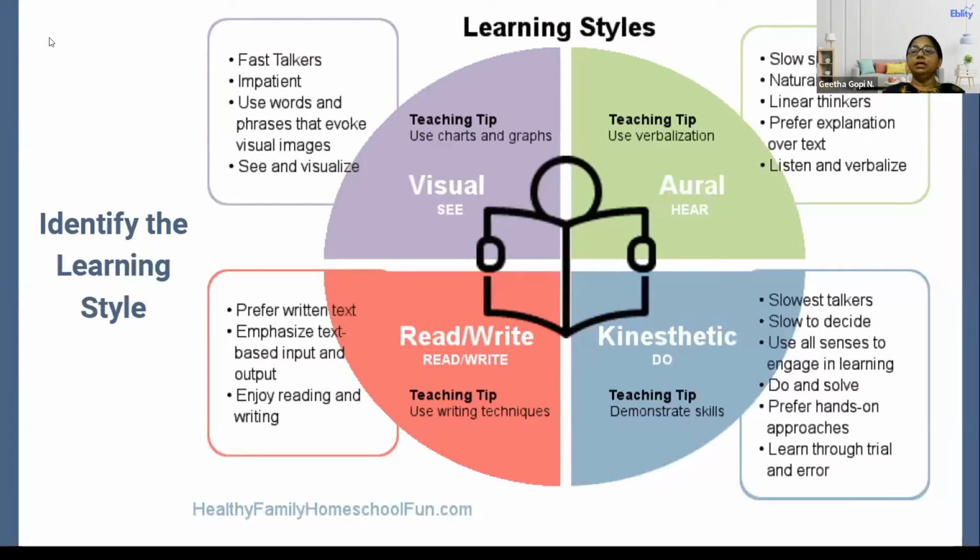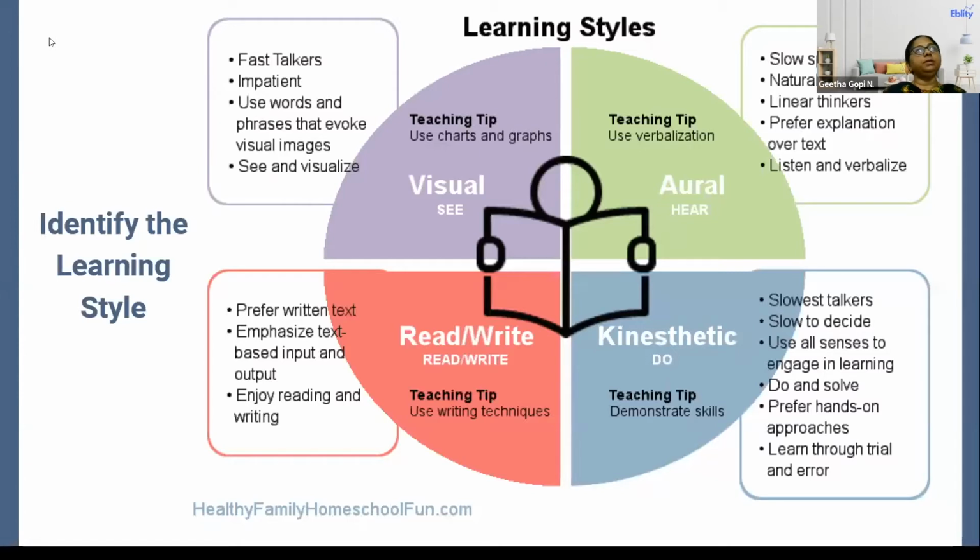So it is important to identify the learning styles in children. When it is visual, normally you find that they tend to talk fast, and they try to use words and phrases which are very descriptive visually. They benefit a lot from pictures, models, drawing and so on. So these are some of the activities you can think of for visual learners.